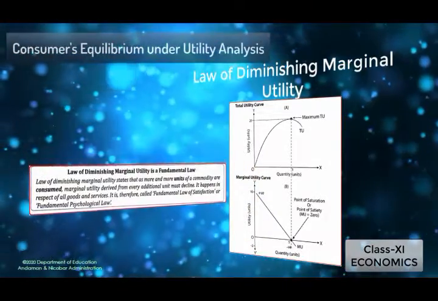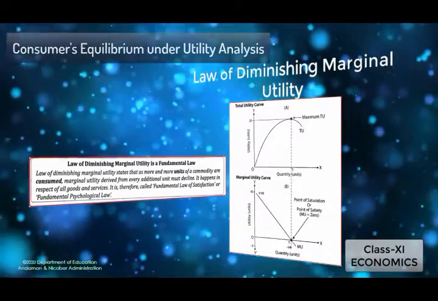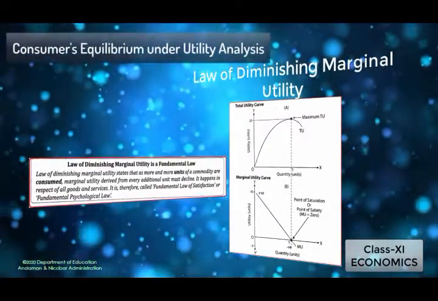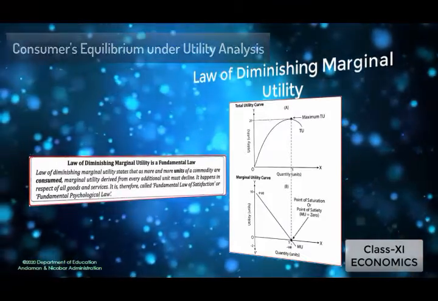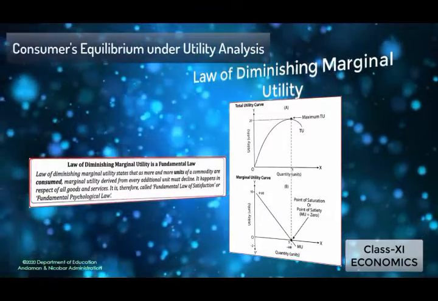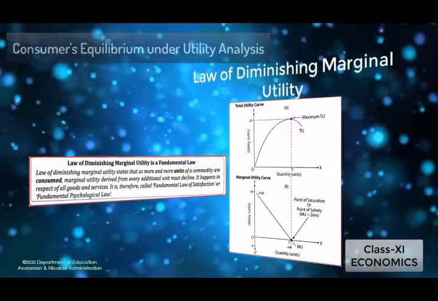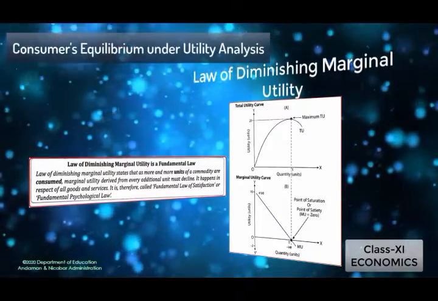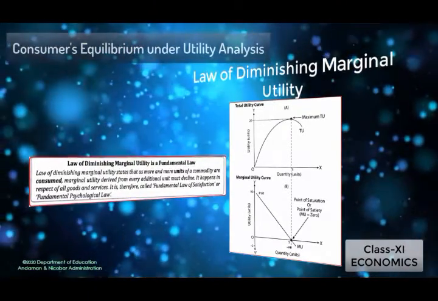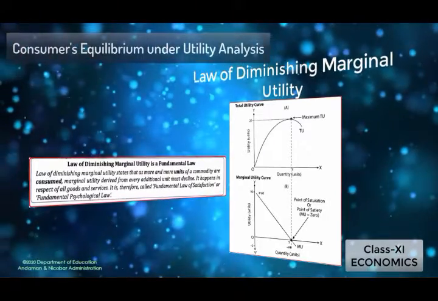Students, the law of diminishing marginal utility is a fundamental law. It states that as more and more units of a commodity are consumed, the marginal utility derived from every additional unit must decline. It happens with respect to all goods and services. It is therefore called the fundamental law of satisfaction or the fundamental psychological law.